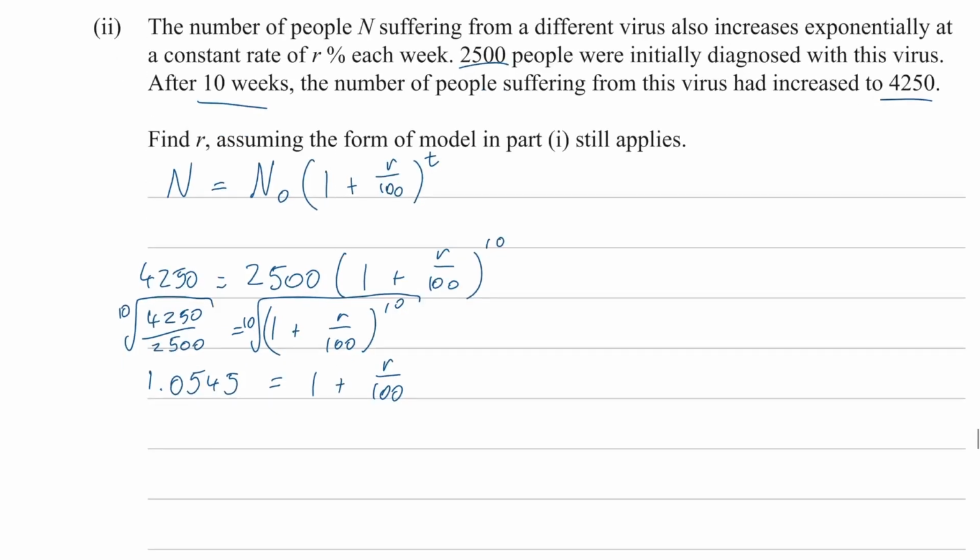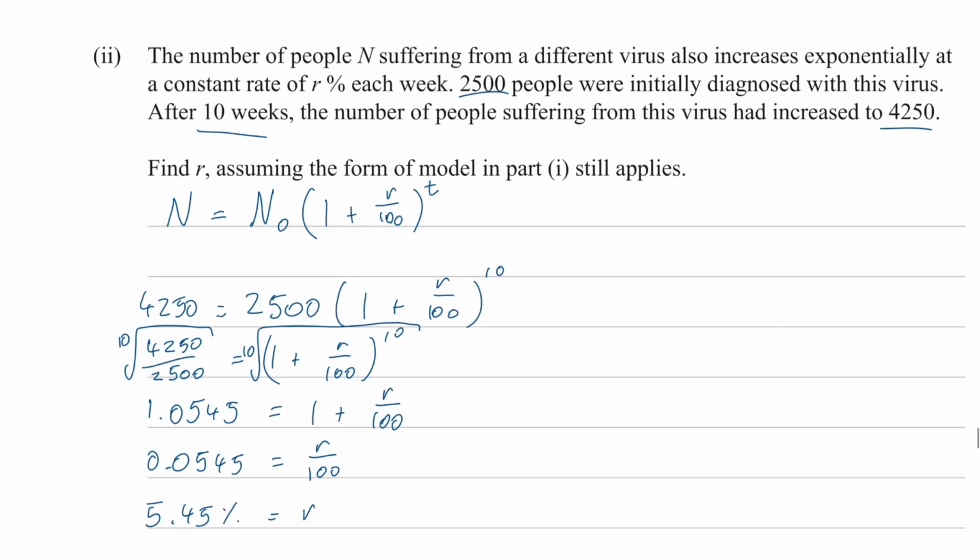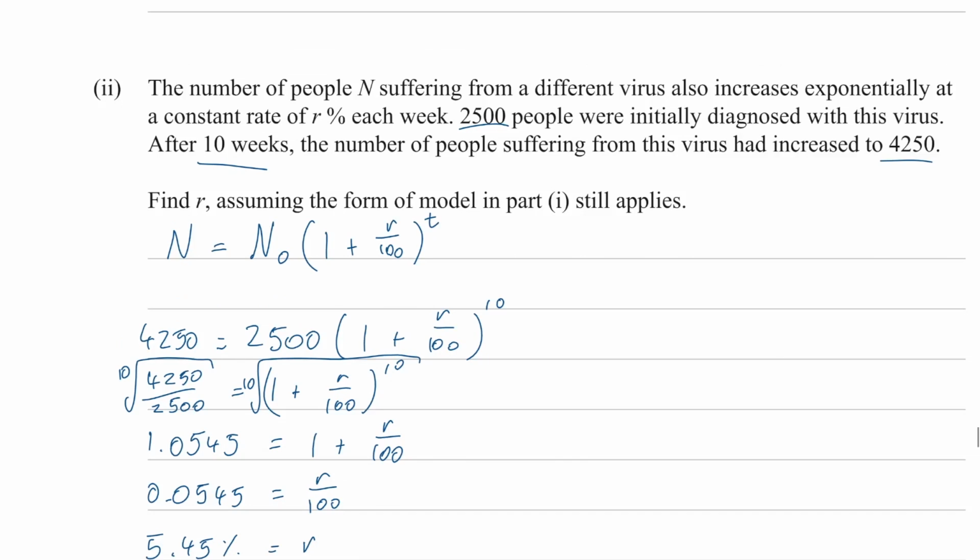So we subtract 1 to get 0.0545, and then we times it by 100 to give us 5.45% is the rate. So to summarize this one, we were given the initial condition, and we were given a point at a certain time for a certain number of people infected, and we were able to then plug those in and solve for the rate of change.